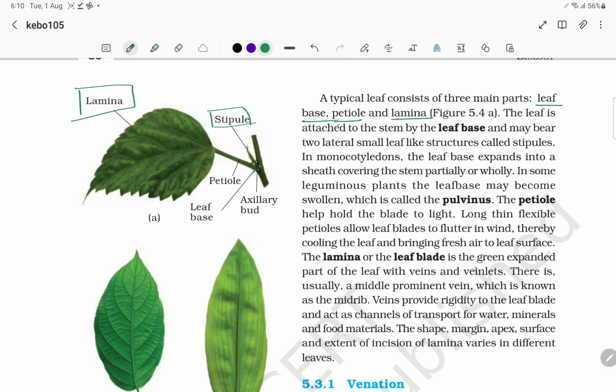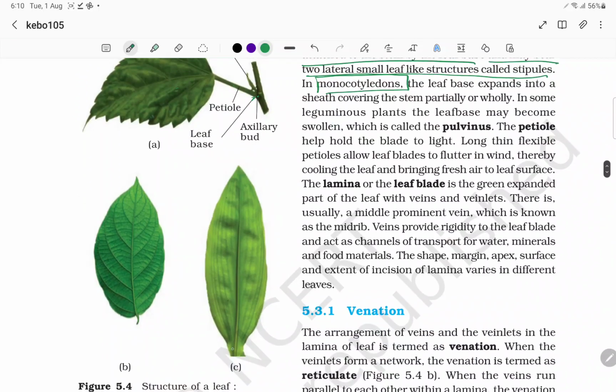The leaf is attached to the stem by the leaf base and may bear two lateral small leaf-like structures called stipules. In monocotyledons, the leaf base expands into a sheath covering the stem. In monocots, if you see, this is the leaf base. It is expanded into a sheath-like covering the stem wholly or partially. If you see a banana, you can see this. In some leguminous plants, the leaf base may be swollen, and we call that pulvinus. Acacia is an example of that.